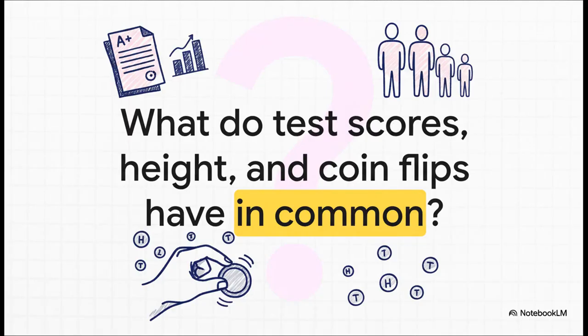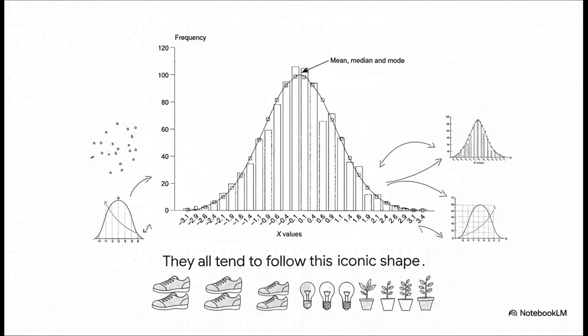So let me start by asking you a question. What could things like test scores, or the height of every person in a crowd, or, get this, even the results of flipping a coin 1,000 times, what could they possibly have in common? I mean, they sound totally unrelated, right? Well, here's the surprising, kind of cool answer. When you collect enough data on any of those things, they all start to form this exact same elegant shape. Yep, that's the bell curve.